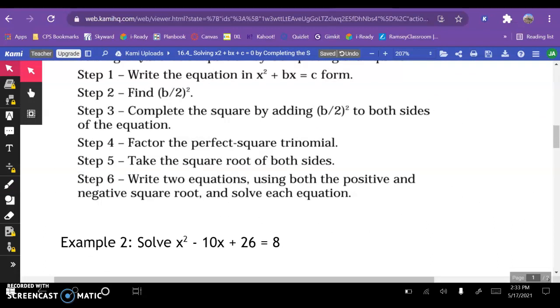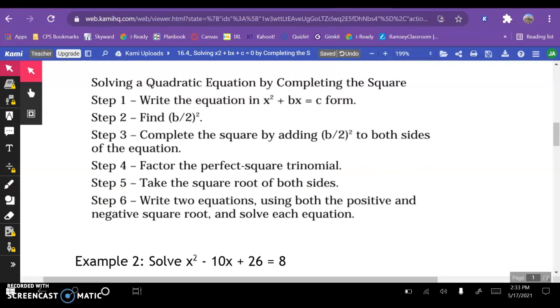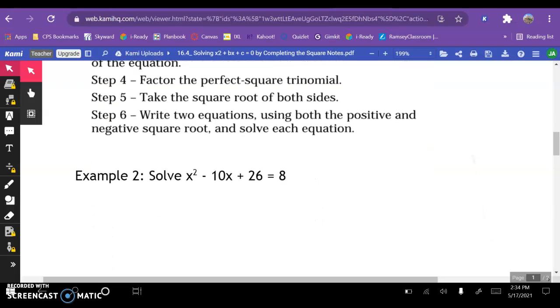All right. Here are the steps for solving by completing the square. So actually in the last 2 examples, I went a step farther and actually solved them. So number 1 is we have to write the equation in x squared plus bx equals c. So if there's a constant, we have to move it to the side by itself. Then we have to find b over 2 squared. Then we add that number to both sides, just like we did above. Then we factor, and then we take the square roots of both sides.